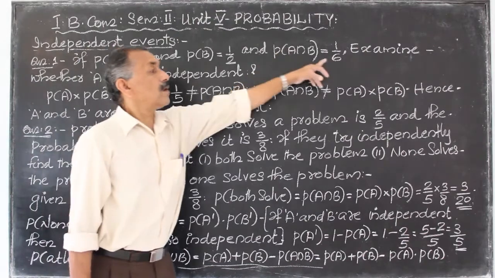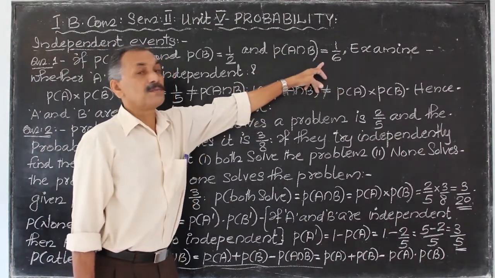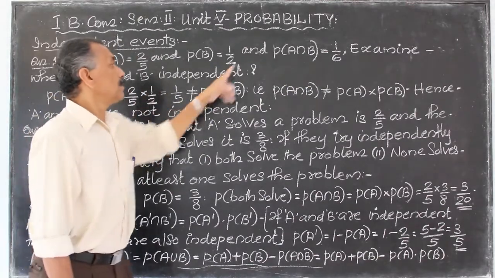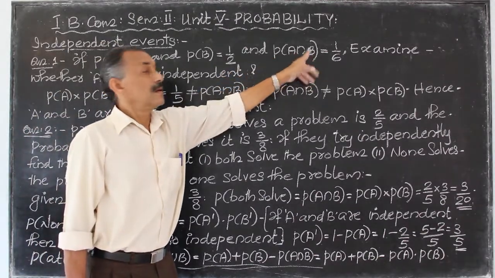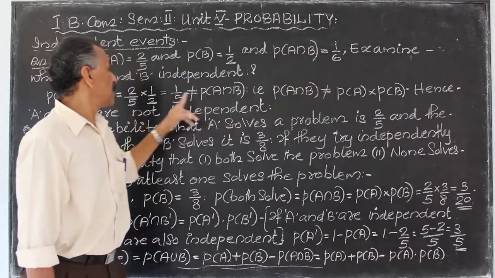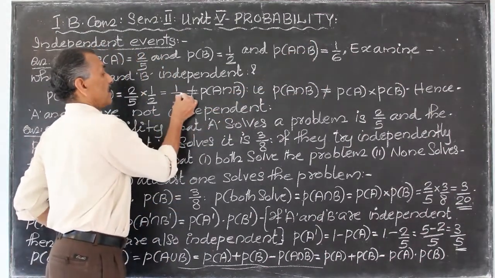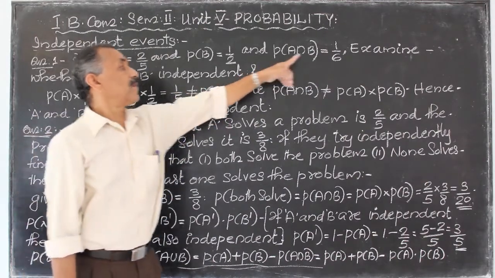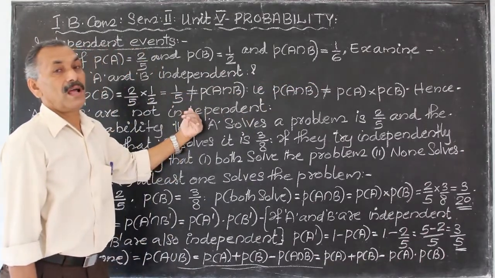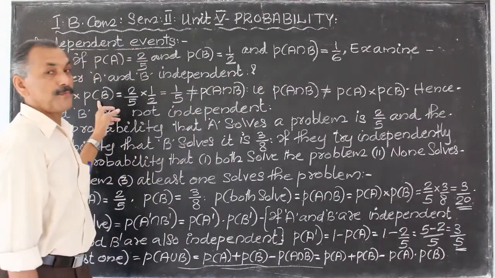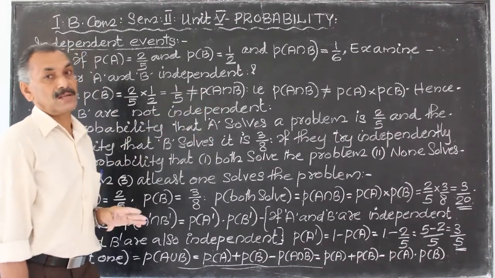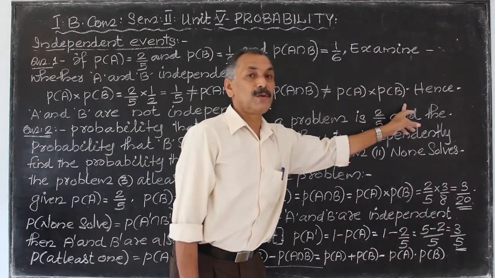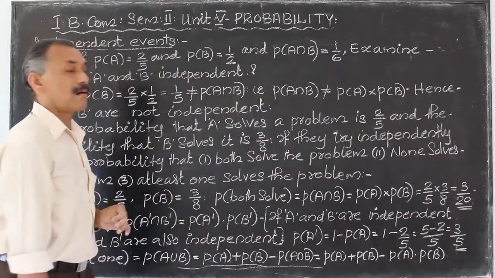1 by 5 is not equal to this value. 1 by 6 is the probability of A intersection B. That is, P of A into P of B is not equal to probability of A intersection B, which is 1 by 6, while the product is 1 by 5. Hence P of A intersection B is not equal to P of A into P of B. Hence, A and B are not independent events.